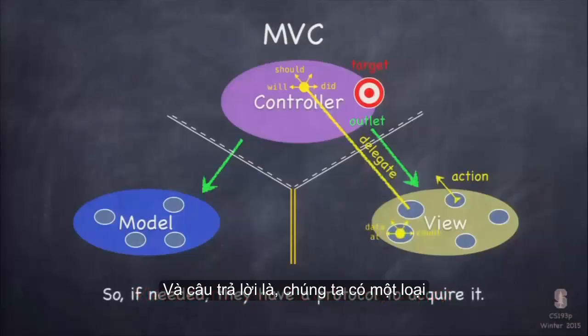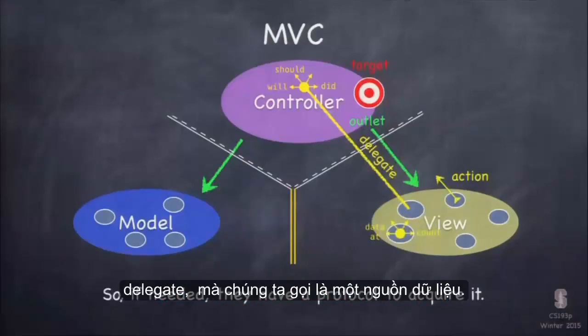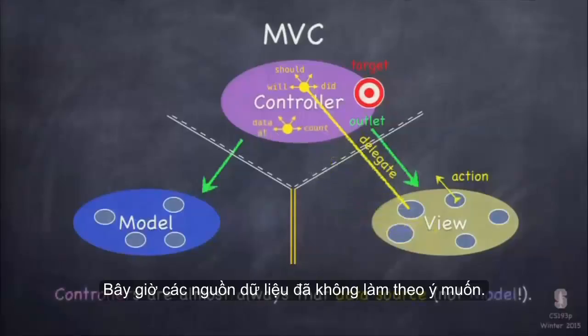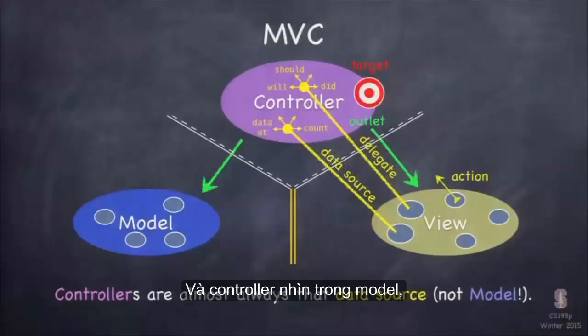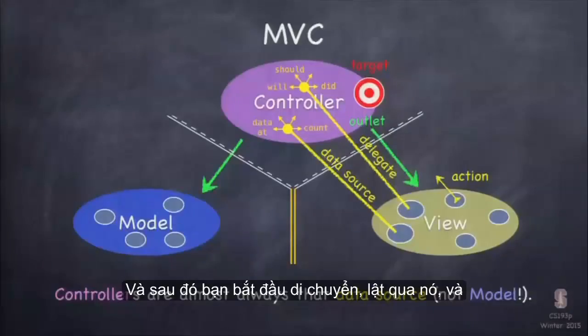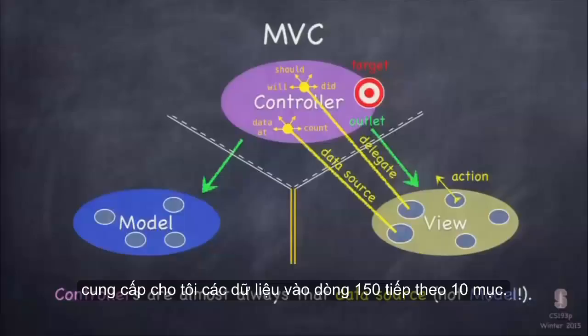And the answer is we have another special kind of delegate, which we call a data source. Now, the data source doesn't do the will, did, should. It's going to be asking questions like count, like how many songs are there? And the controller looks in the model, 10,000. Response to the view, there's 10,000. The view makes space internally for 10,000 things. It doesn't know what they are, moves the scroll bar indicator a little bit so that you know where it is. And then you start scrolling, flipping through it, and it starts sending the message to the controller, give me the data at line 150, next 10 items.